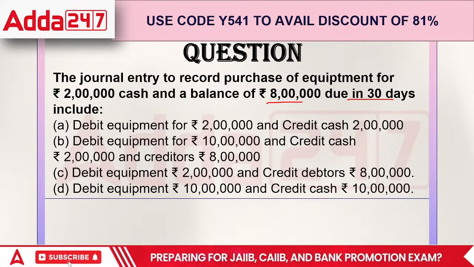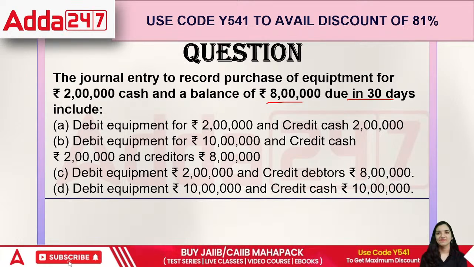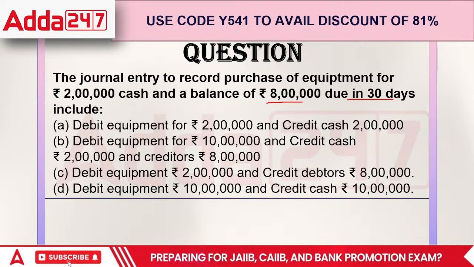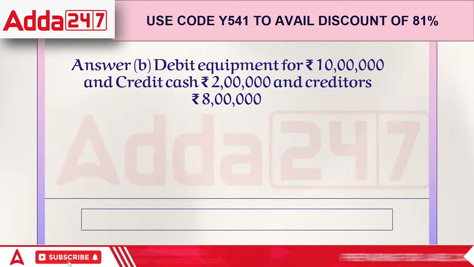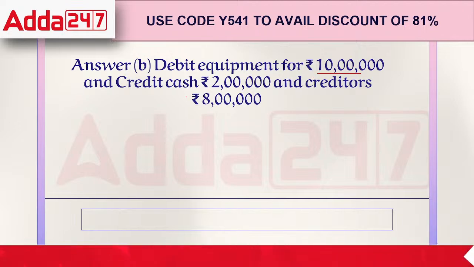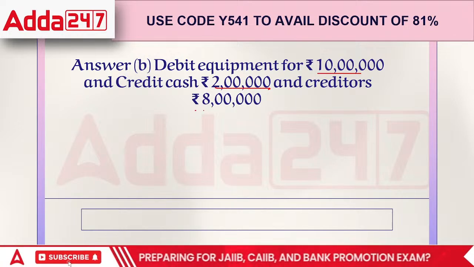So in this case, when we have purchased this particular asset, the equipment is worth rupees 10 lakh. Out of that, we have paid 2 lakh right away, 8 lakh is still pending. So it would be like this. 10 lakhs would be on the debit side, 2 lakh for cash and 8 lakh for creditors.